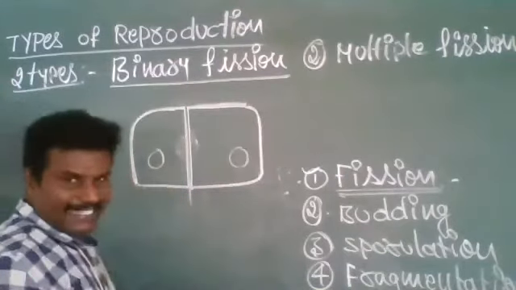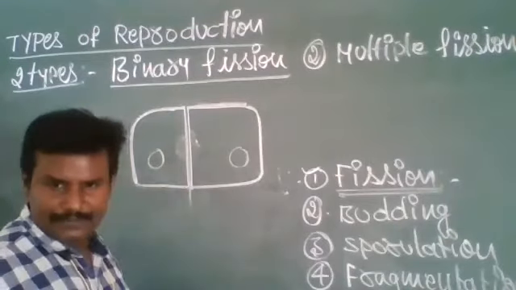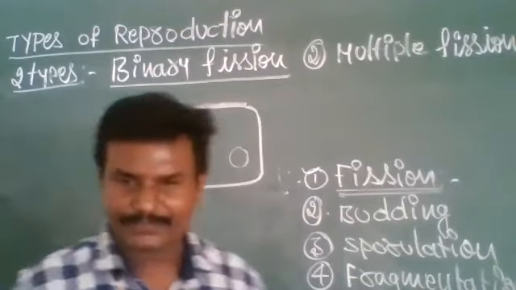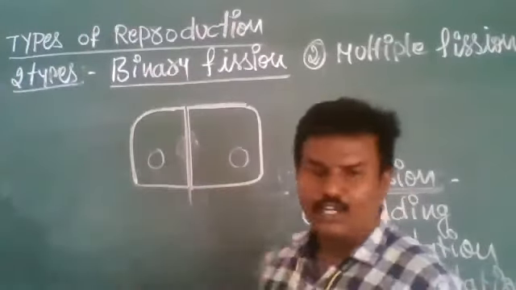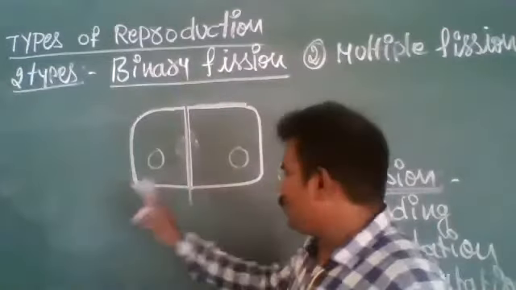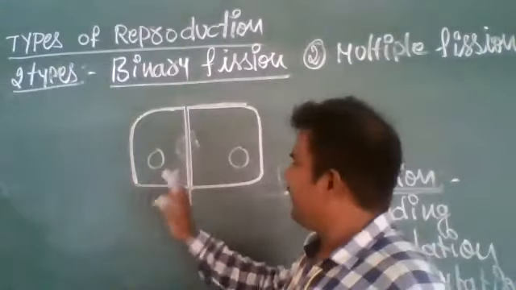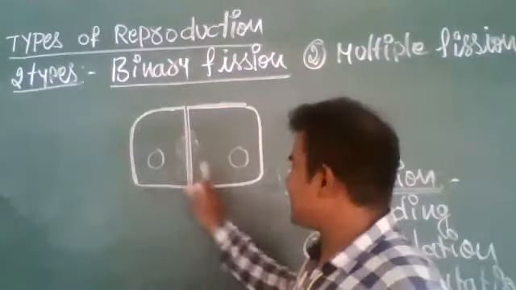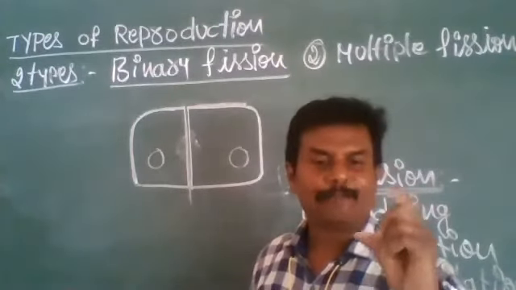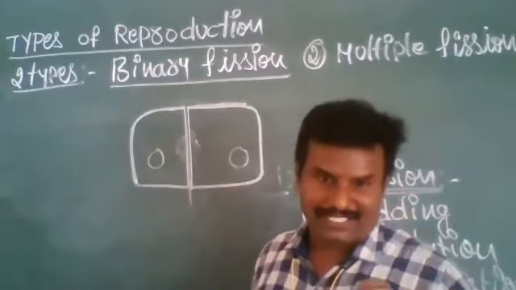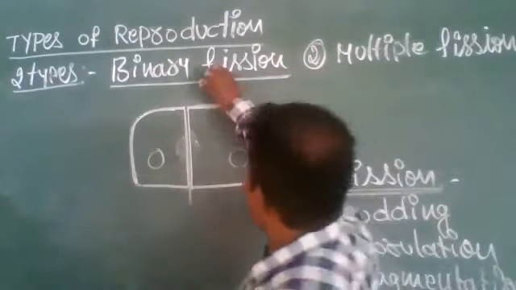The single parent, one parental organism, is divided into two parts. These two parts are separated, and these two are called two offsprings. These two offsprings grow individually and lead their individual life. This is called binary; binary means two. The single parent is splitting into two equal halves, two equal parts. That is called binary fission.